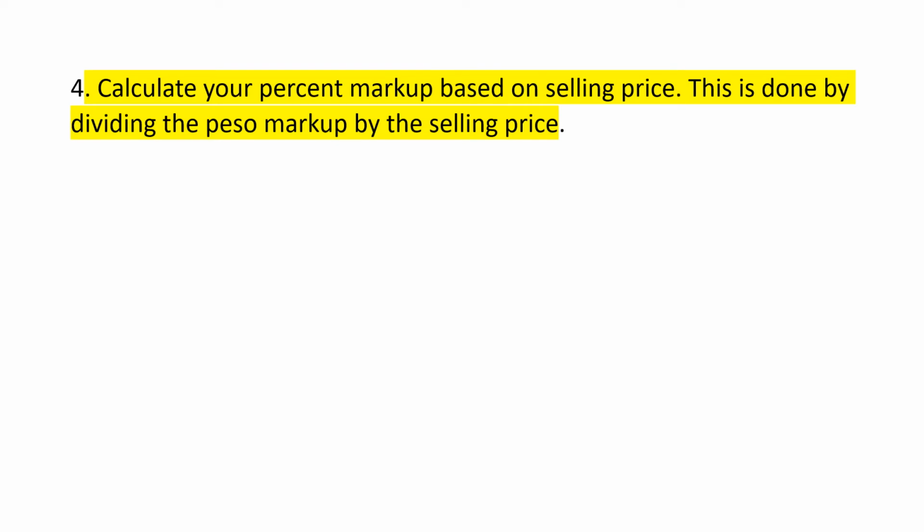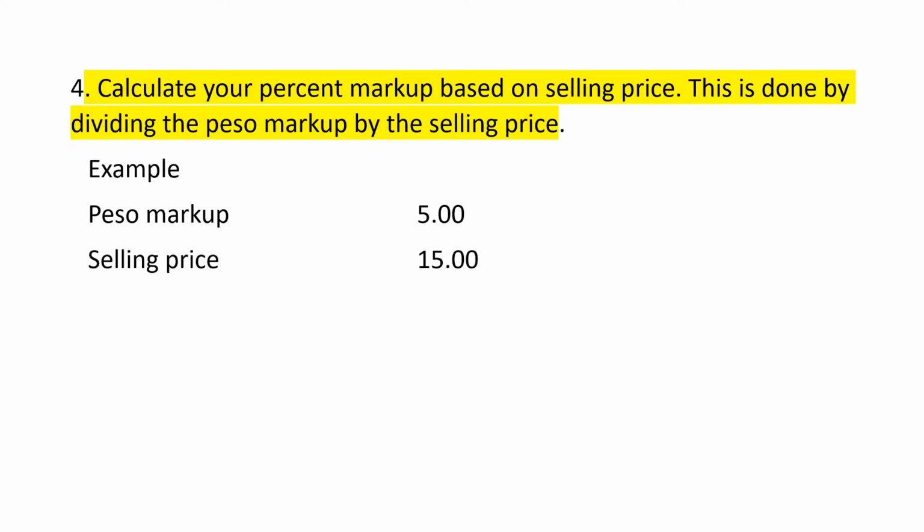Next, number 4. Calculate your percent markup based on selling price. This is done by dividing the peso markup by the selling price. For example, our peso markup is 5 pesos and your selling price is 15 pesos. So, you have to divide 5 by 15, which is equal to 0.33 percentage markup.